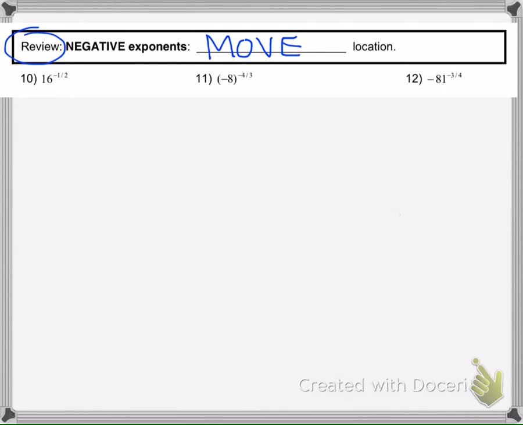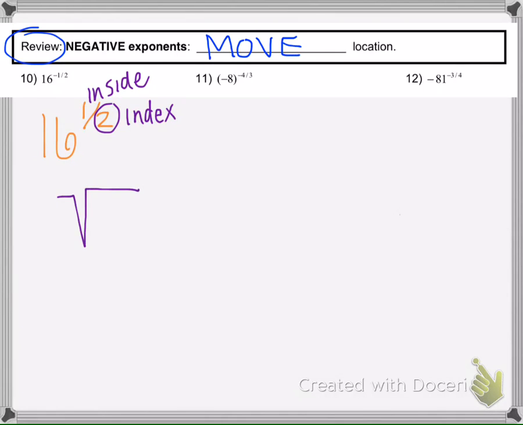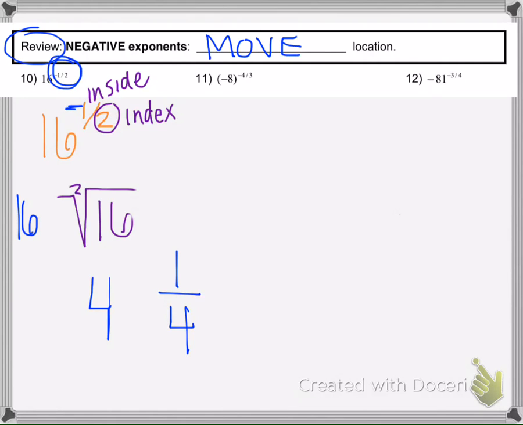So we're going to take 16 to the negative 1/2, which, remember, this is the index, and this goes inside. So I'm going to write it like this. The index is 2, that's 1, so we don't need a 1 inside here. So we would have the square root of 16, which is 4. So we solve it just like normal, but because it was negative 1/2, that 4 is in the denominator, so 1/4. So you're going to solve it like 16 to the 1/2, which is the square root of 16, which is 4, but because the original problem had a negative exponent, that's why the 4 is in the denominator.